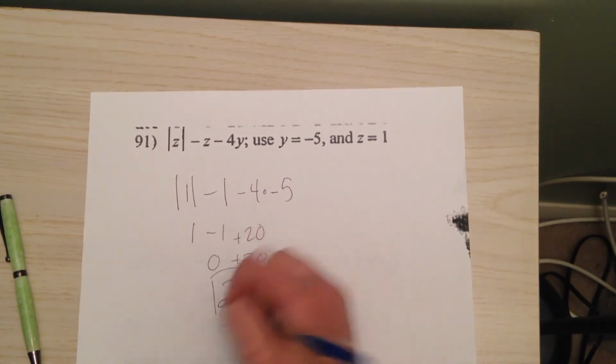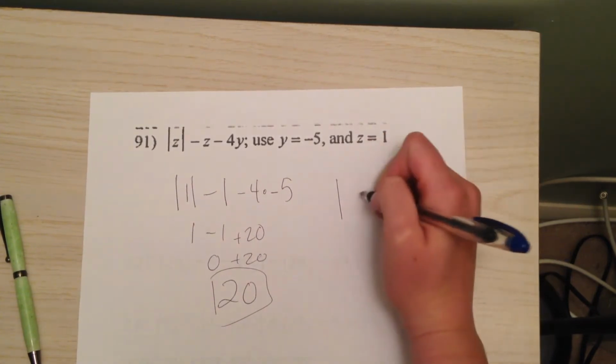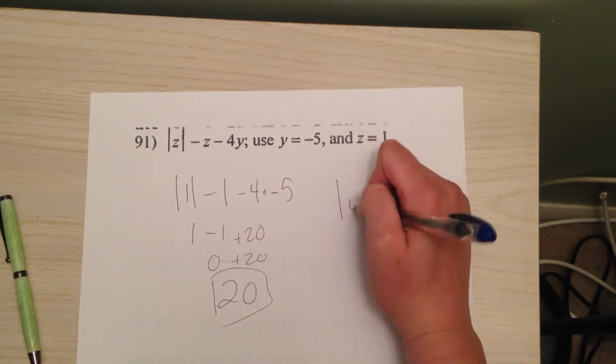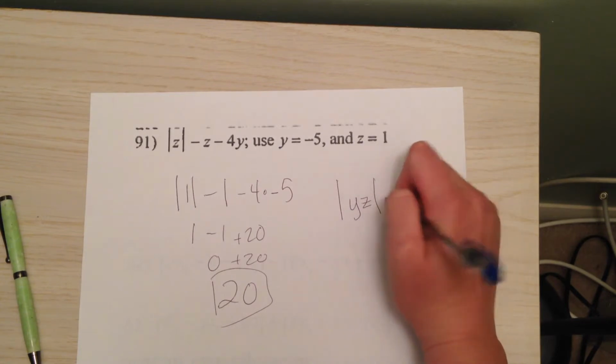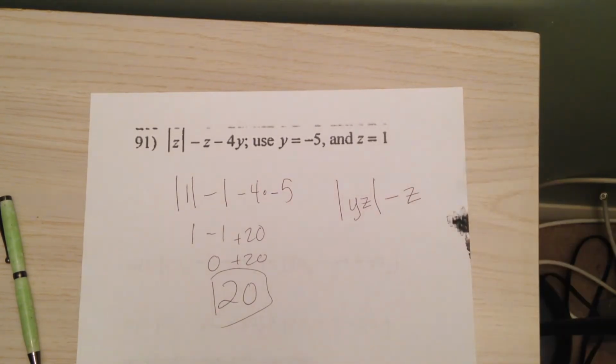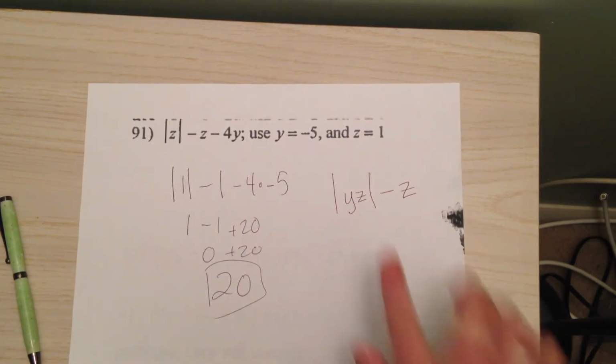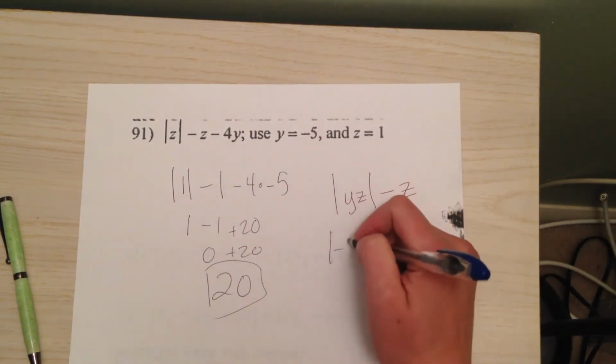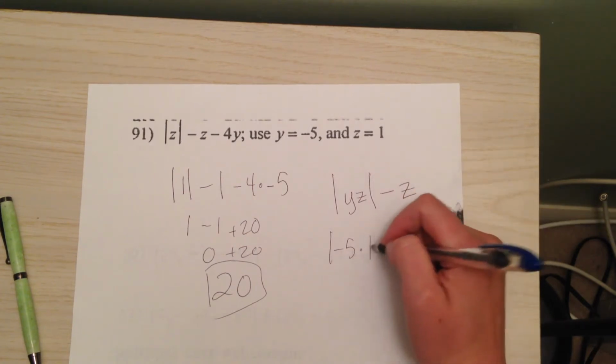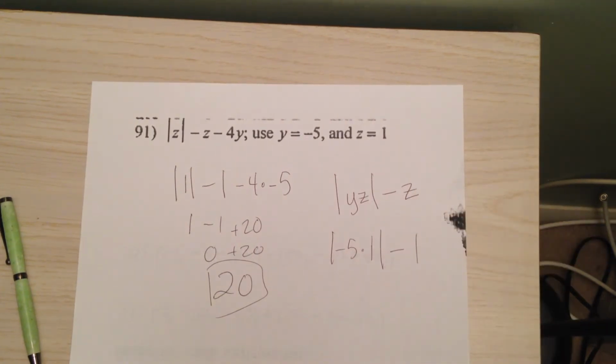Let's change it up a little bit. Let's pretend like it said the absolute value of yz minus z. Let's see how this changes. So this is a pretend problem using the same information as above. So my y is -5, that z is 1, and then I need to plug in 1 again for that other z.